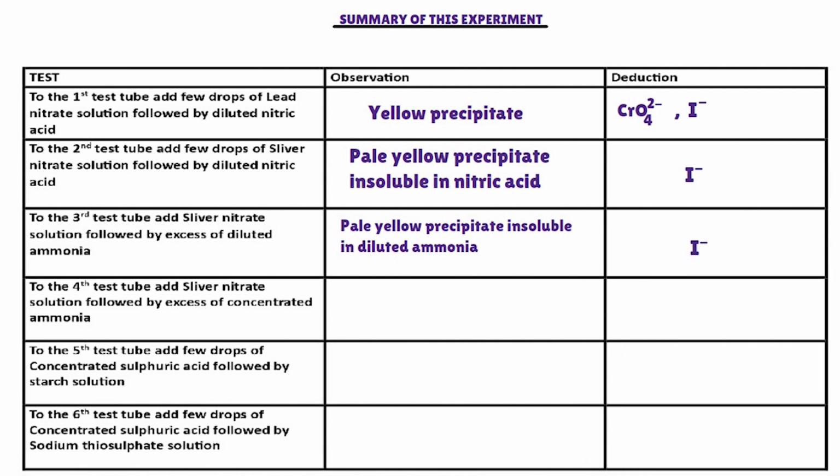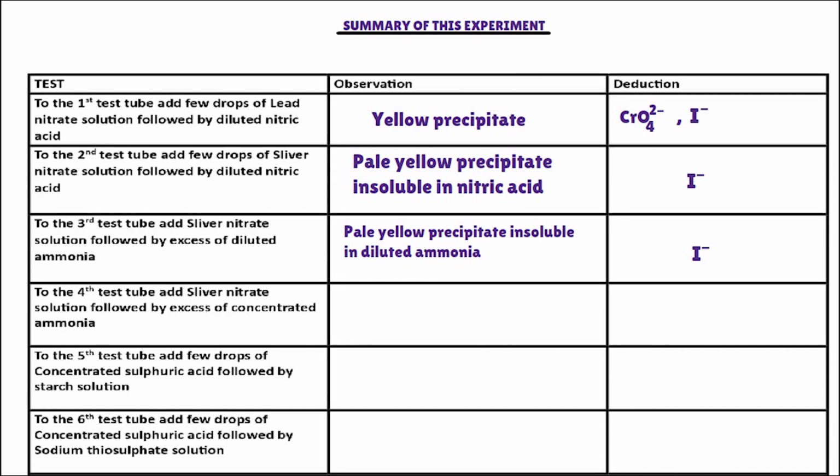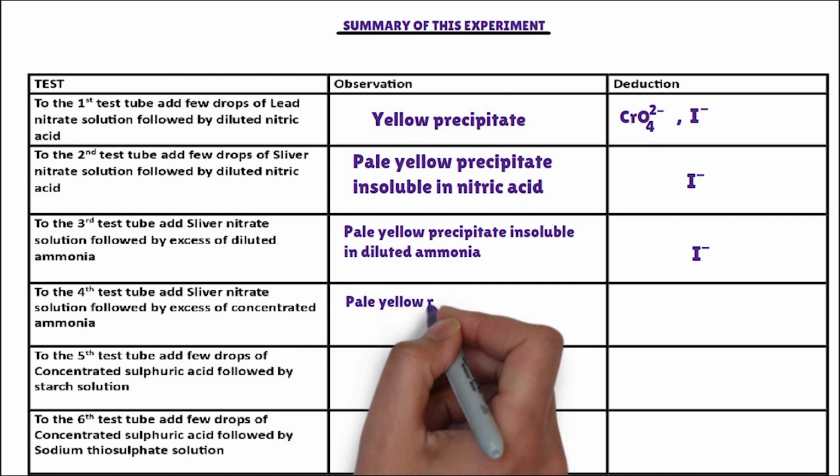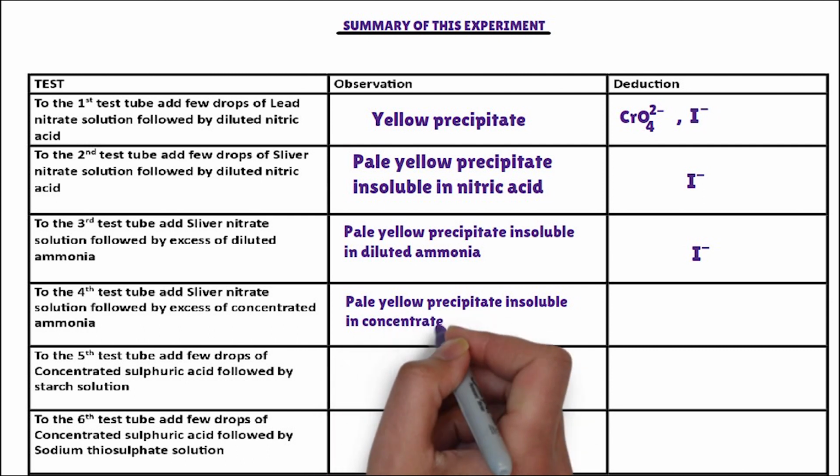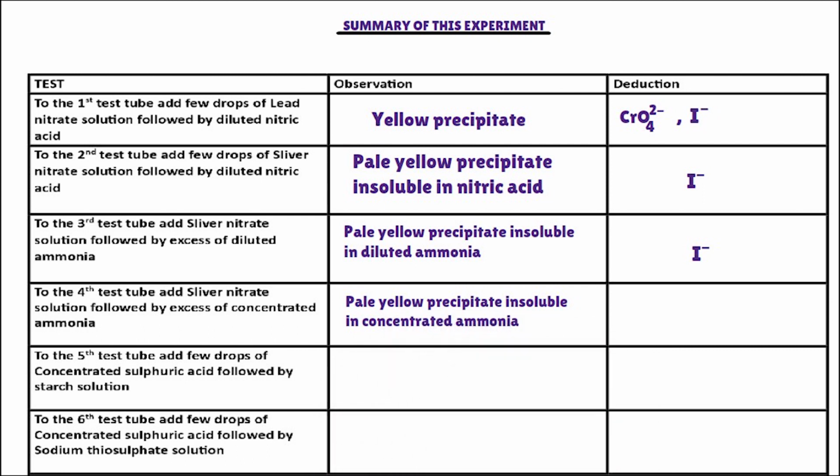Confirmatory tests. First confirmatory test. To the fourth test tube, silver nitrate solution is added followed by excess of concentrated ammonia. The anion from the above list that reacts with silver nitrate to form pale yellow precipitate, and the precipitate formed is insoluble in excess of diluted ammonia and insoluble in concentrated ammonia, is iodide ion. Iodide ion is confirmed. The anion present in the salt is iodide ion.